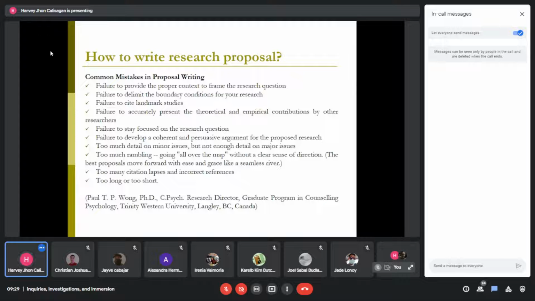I keep on repeating that one. If every question is a why, the branches of those whys will be more on the broadened side. So imagine if your research question is full of whys, and when you are about to conduct your research, you will not be able to answer all of them. Another is failure to delimit the boundary conditions for your research.